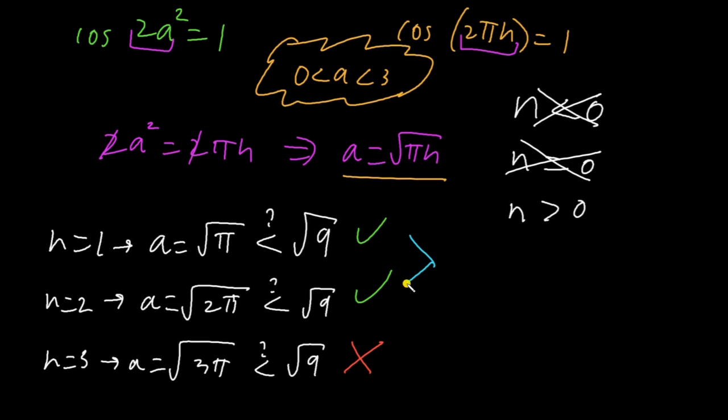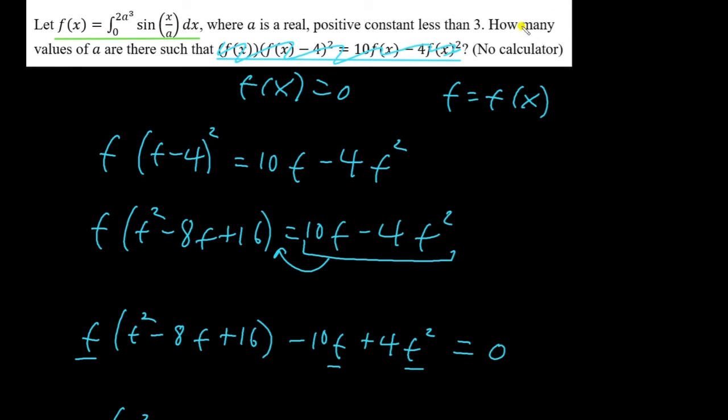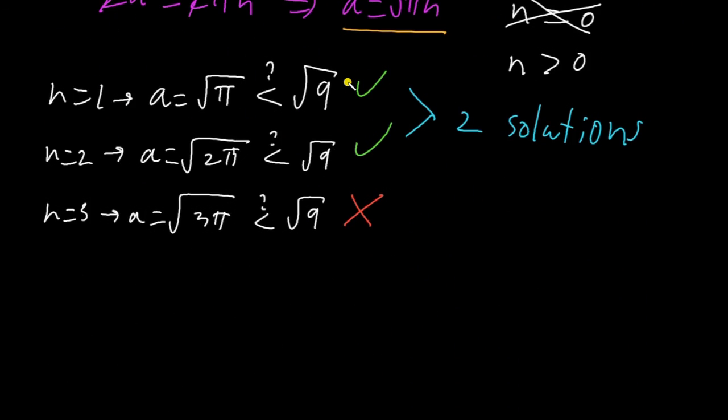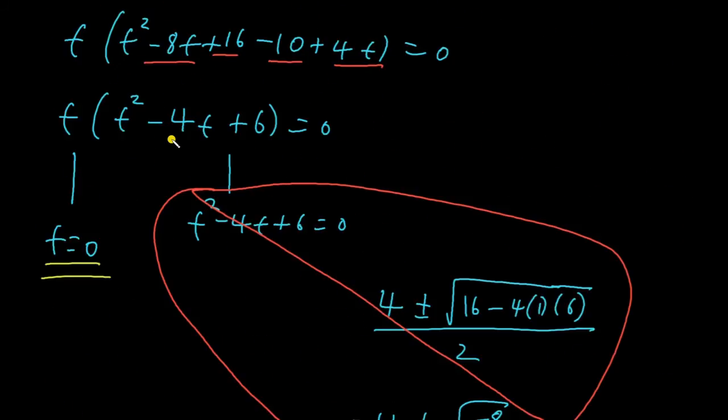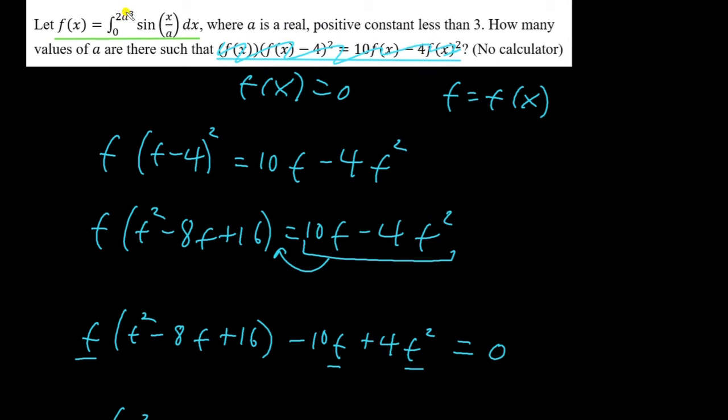So we have two solutions. We have a equals the square root of pi and a equals the square root of 2 pi. And if you look up at the beginning, the question asked us how many values of a there are such that this is true, and then we answered it down here. We said there are two solutions such that that is true. So what this means is a equals the square root of pi and a equals the square root of 2 pi. If you took those two values and plugged them into here and here, this integral would evaluate to 0. Those two values are the only two values that are positive and less than 3 that will fit that criteria.